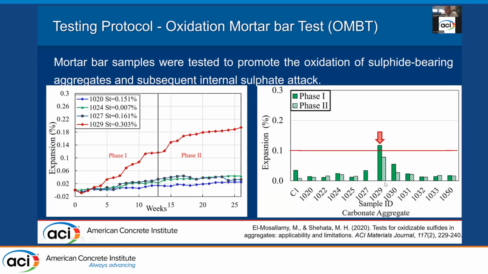This type of aggregate is carbonate, but it has some silica. Not a little bit, actually, it has around 20% silica. And it has a total sulfur of 0.3, but the sulfur is not in the form of pyrite. So we know that it is safe.